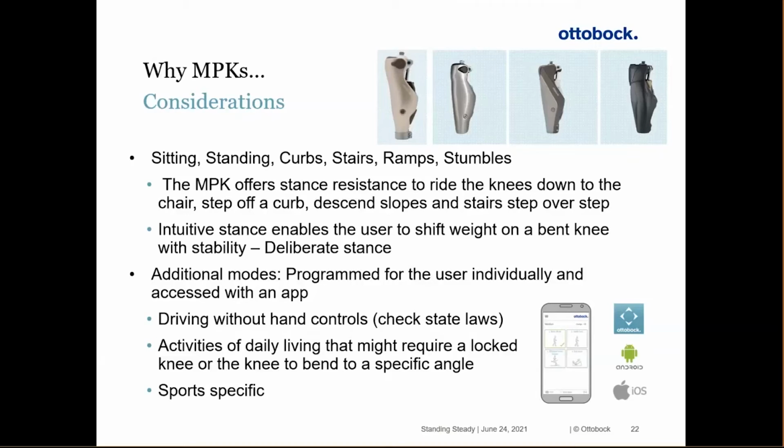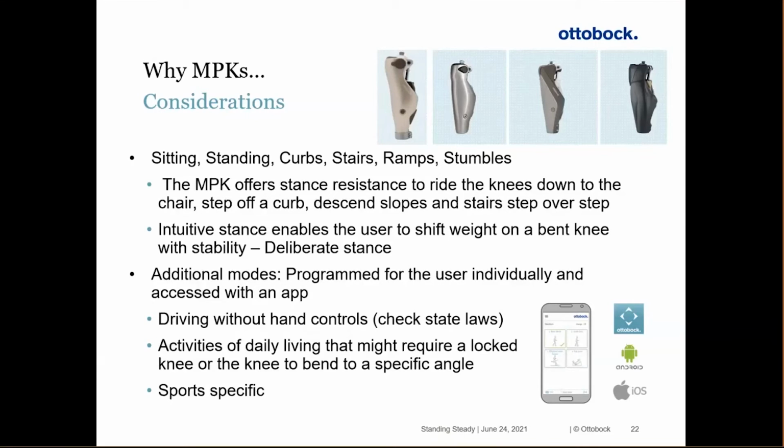Additional modes, I don't use the app as much, but I've talked to a lot of people that absolutely love the app, as Ariel has listed here: driving without hand controls, being able to lock in that prosthetic knee. I use hand controls personally. I just think it's easier for me to react, and safer, I think, to react from gas to brake in certain situations. So.